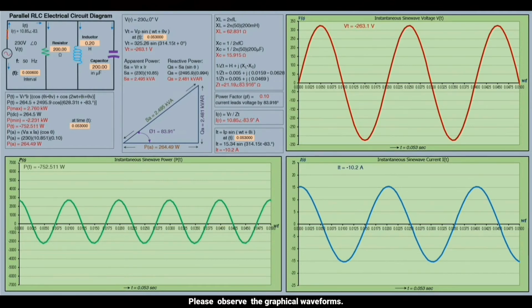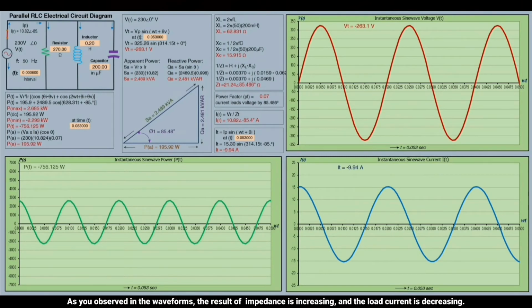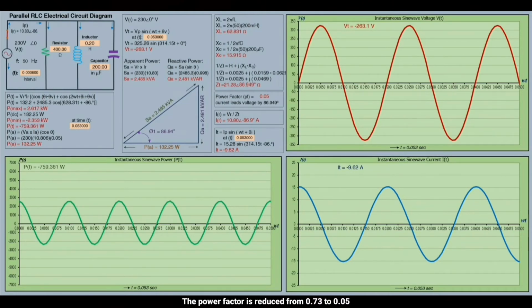Please observe the graphical waveforms. As you observed in the waveforms, the impedance is increasing and the load current is decreasing. The power factor is reduced from 0.73 to 0.05. It means the current and voltage are going out of phase with each other.